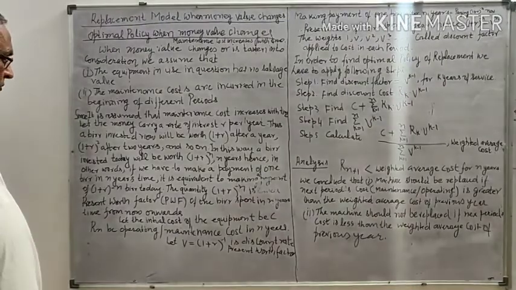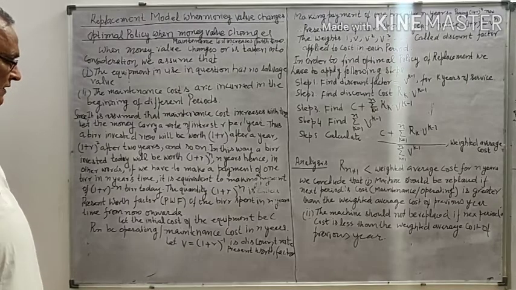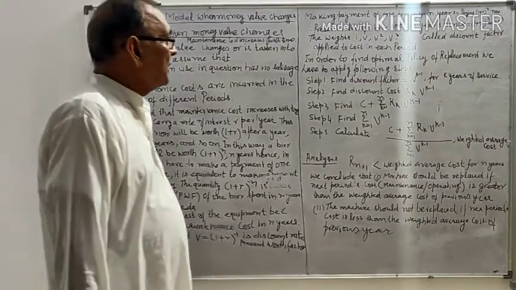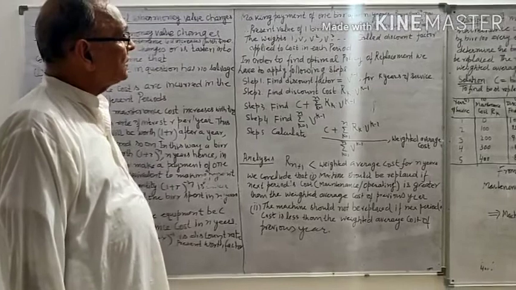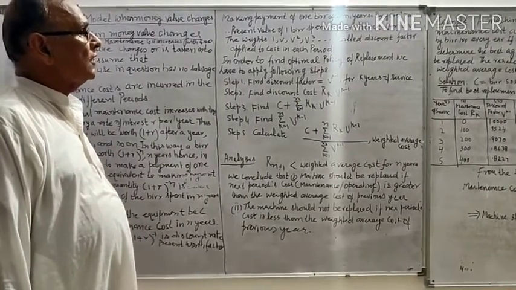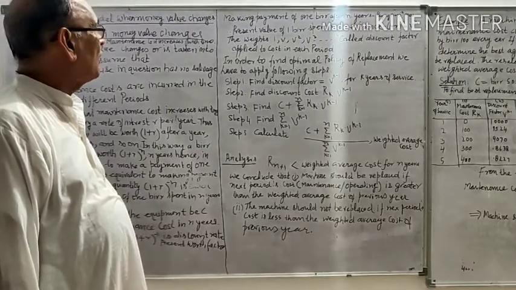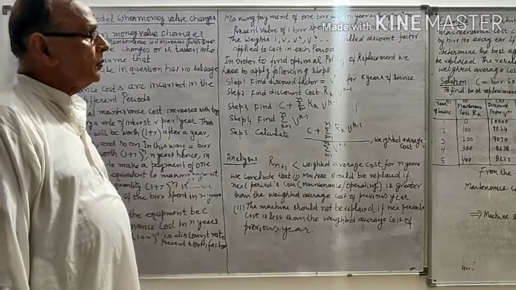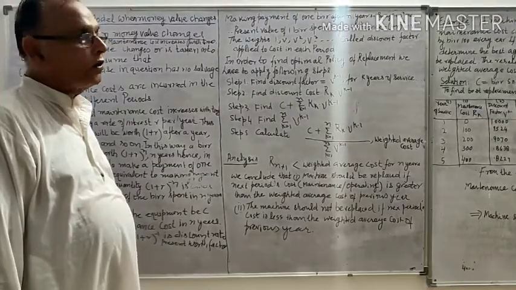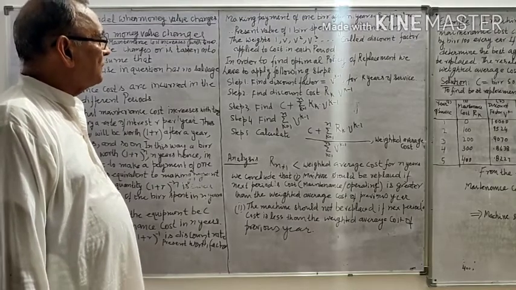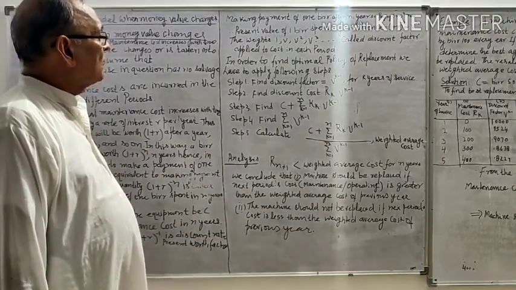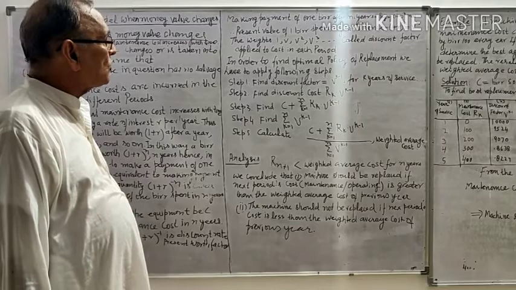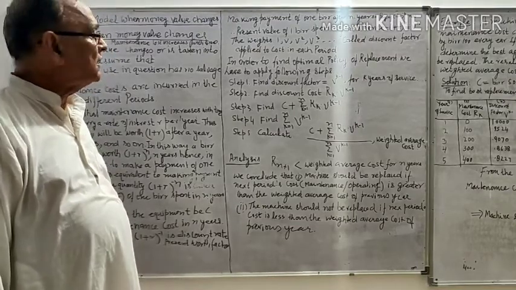Let the initial cost of equipment be capital C, Rn be the operating maintenance cost in n years, and let V equal to (1 plus R) to the power minus 1 be the discount rate or present worth factor. Making a payment of one rupee after n years is equal to paying (1 plus R) to the power minus n rupees now. The present value of one rupee spent in n years is (1 plus R) to the power minus n, or V to the power n. The bases 1, V, V square, V cube are called the discount factor applied to cost in each period.